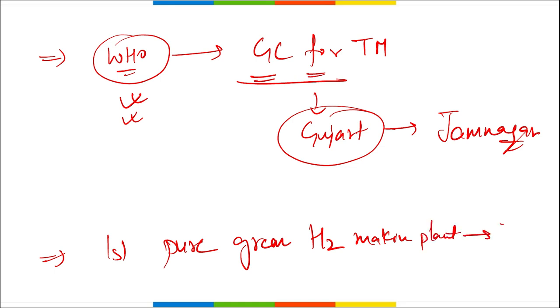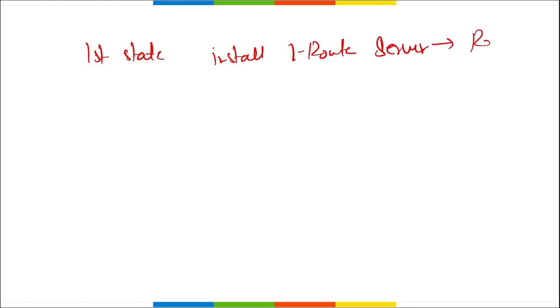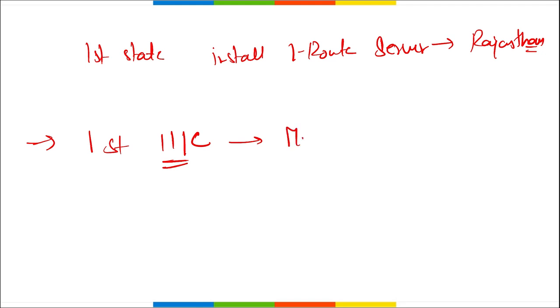This has been set up at Jorhat. Jorhat is in Assam, and the company is Oil India Limited. Then, which is the first state to install the LRoot server? It is Rajasthan. Then the first Incredible India International Conference. I repeat, the first Incredible India International Conference will be held in Mumbai.